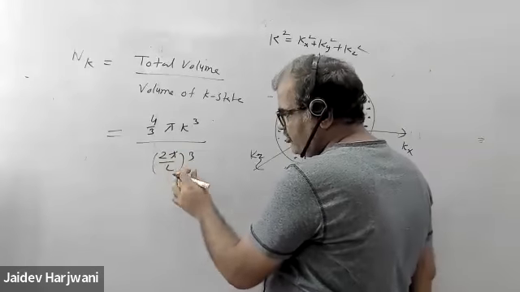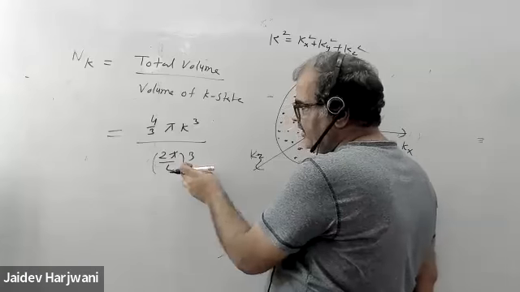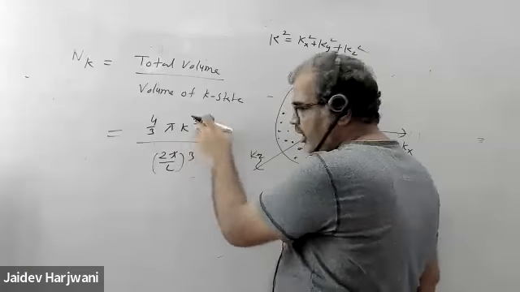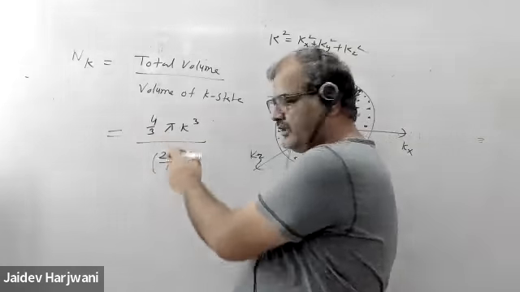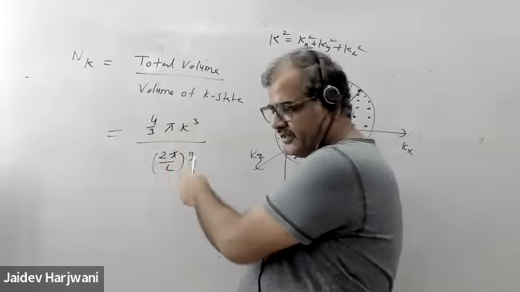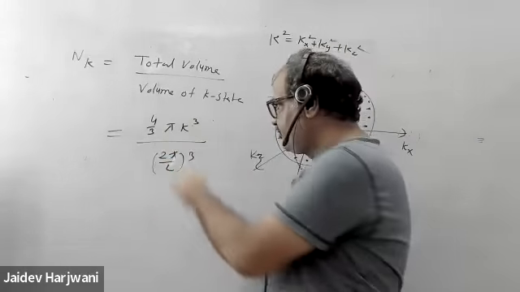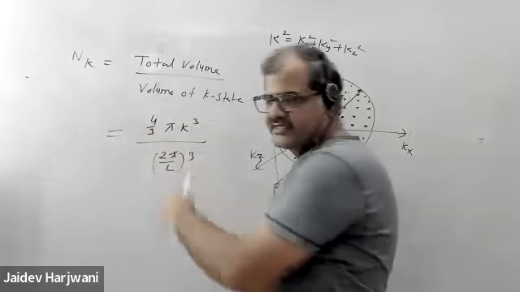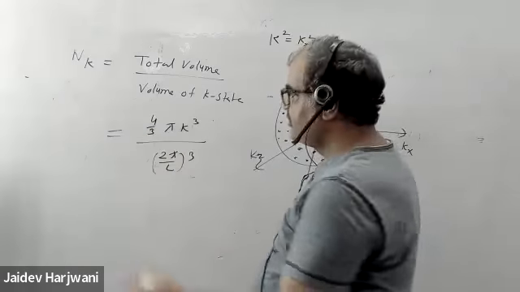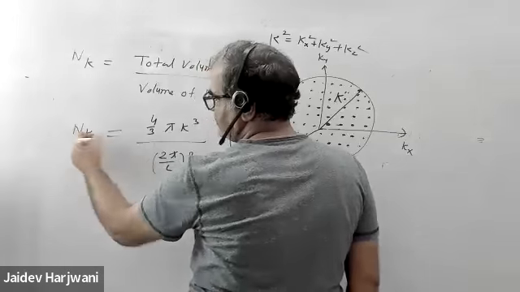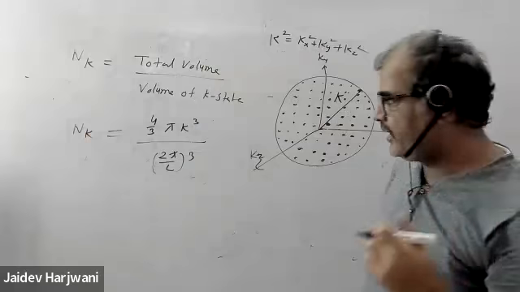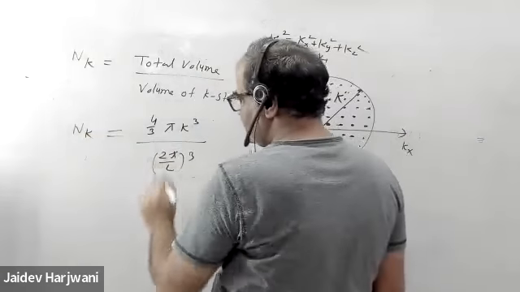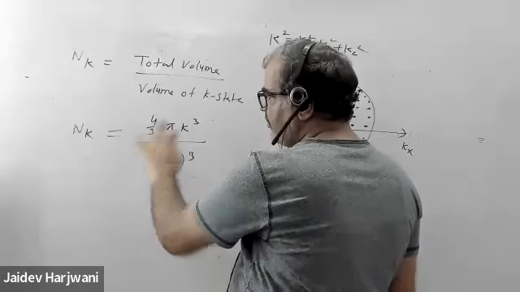See, if you know the volume of one cell and you know the total volume, you can know how many states there are, isn't it? If you divide the total volume by the volume of one k state, you can know how many states are there. So this is your total nk states, and I want the density of states. First this thing should be clear. Now this is in periodic boundary condition.